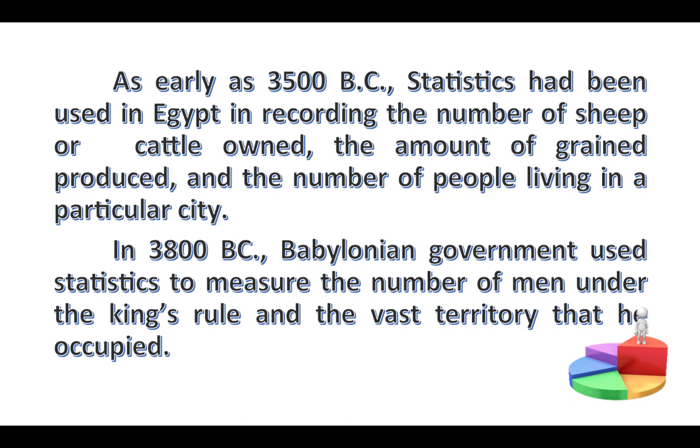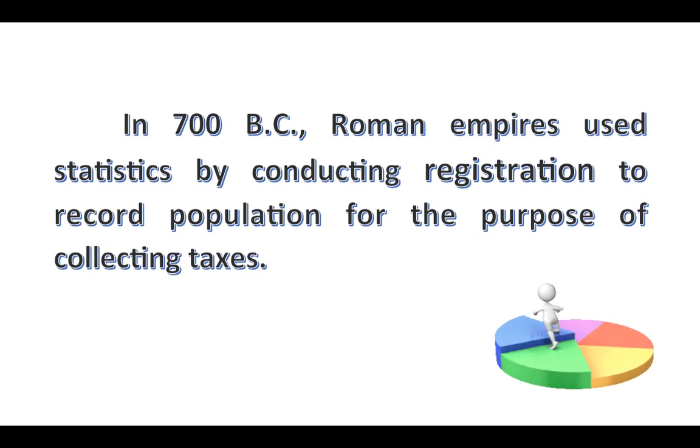Noong 3800 BC naman sa mga Babylonian, na ngayon ay ang Iraq, no? Sa Babylonian government used statistics to measure the number of men under the king's rule and the vast territory that he occupied. In 700 BC, the Roman empires naman used statistics by conducting registration to record population for the purpose of collecting taxes. So, ang mga Roman people noong 700 BC, they use statistics kapag sa registration para alam nila kung ilan yung mga tao magbabayad ng mga buwis.